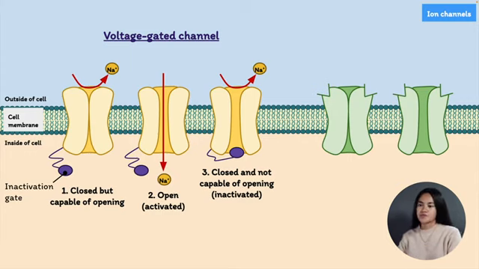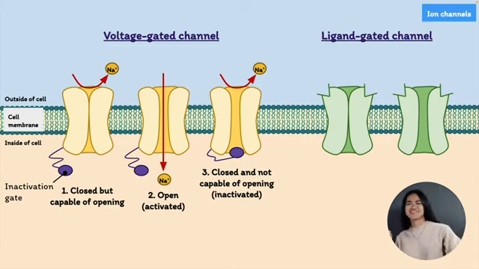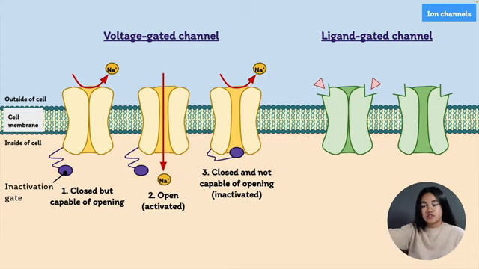The other type are ligand-gated channels. These are also called ionotropic receptors. So these are large protein complexes. These are ion channels that open directly in response to ligand binding. So they are regulated by the binding of chemical ligands. A great example are neurotransmitters that are involved in synaptic transmission. Once a neurotransmitter binds, this will cause the channel to change shape and it's going to open up, allowing ions from the extracellular fluid to enter.